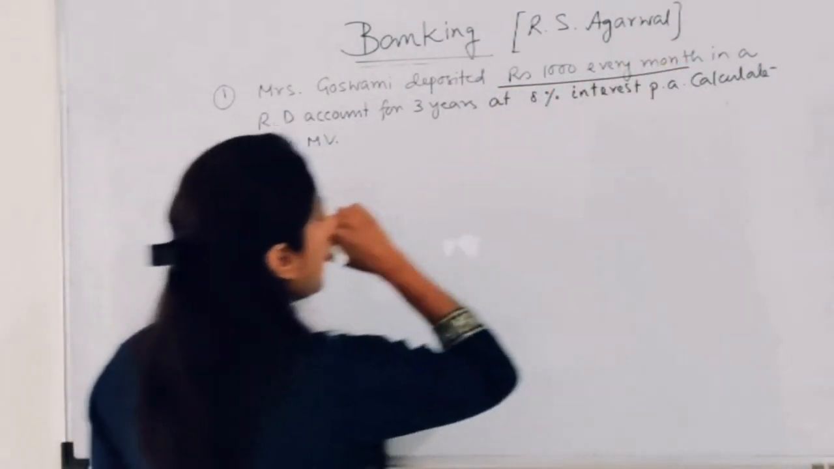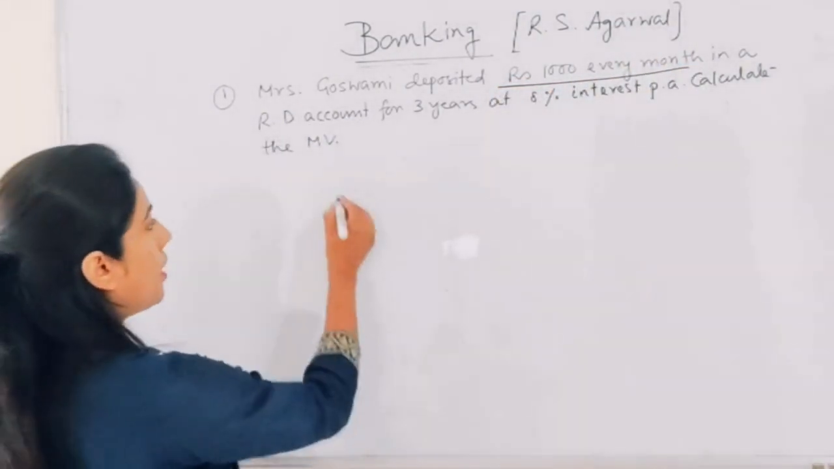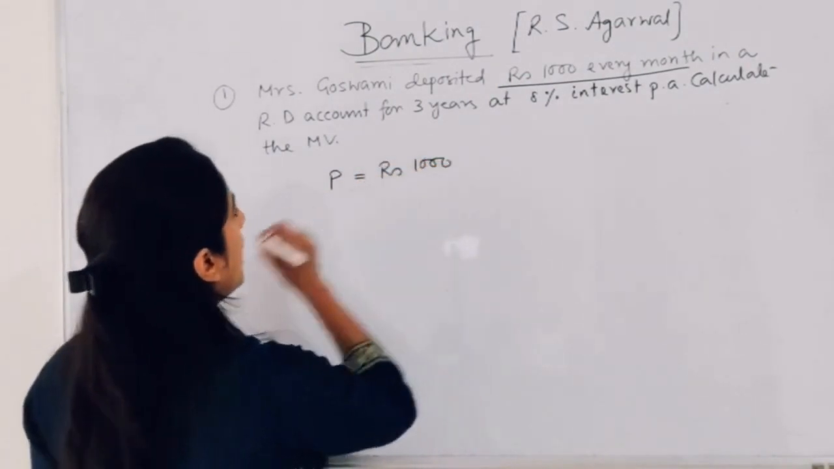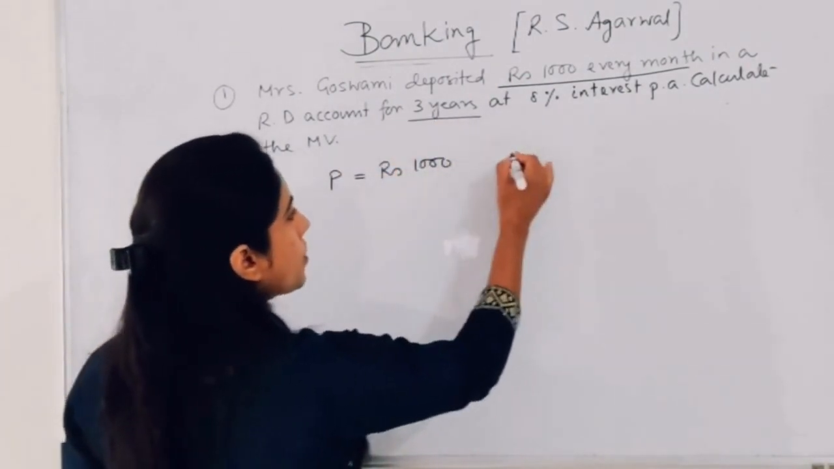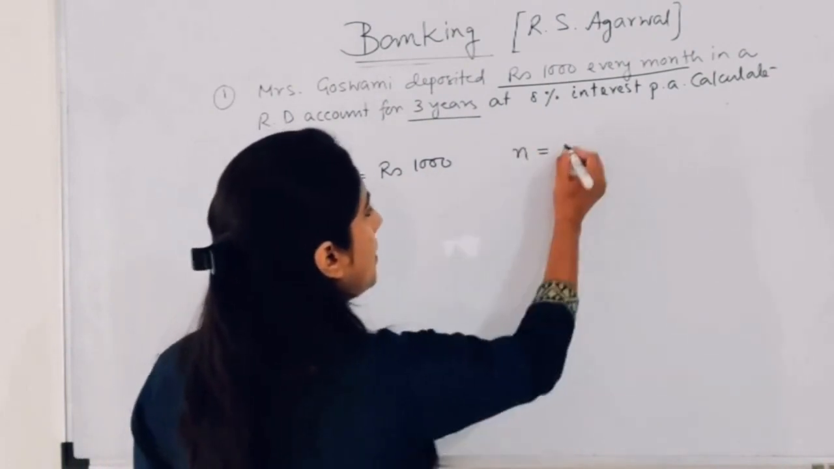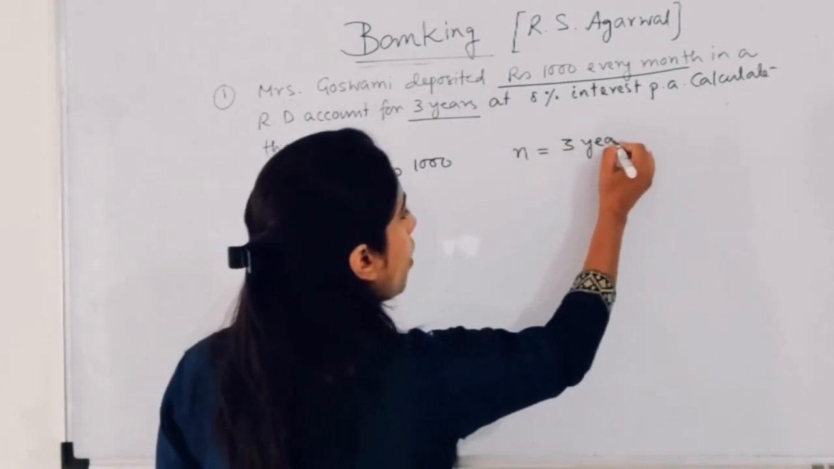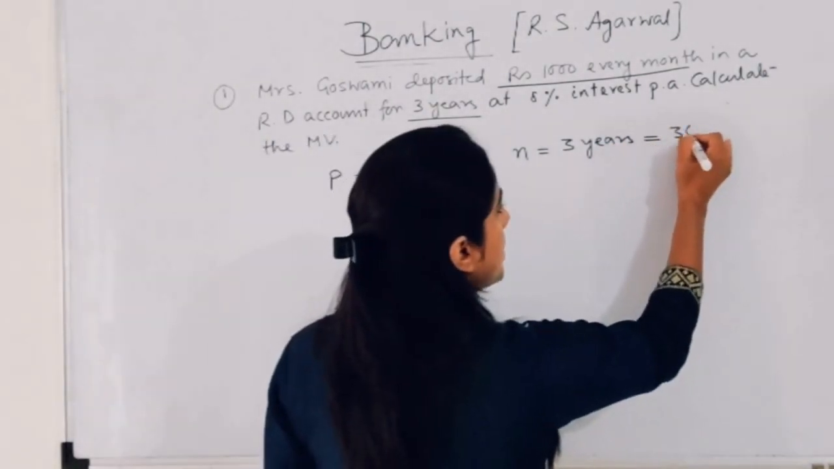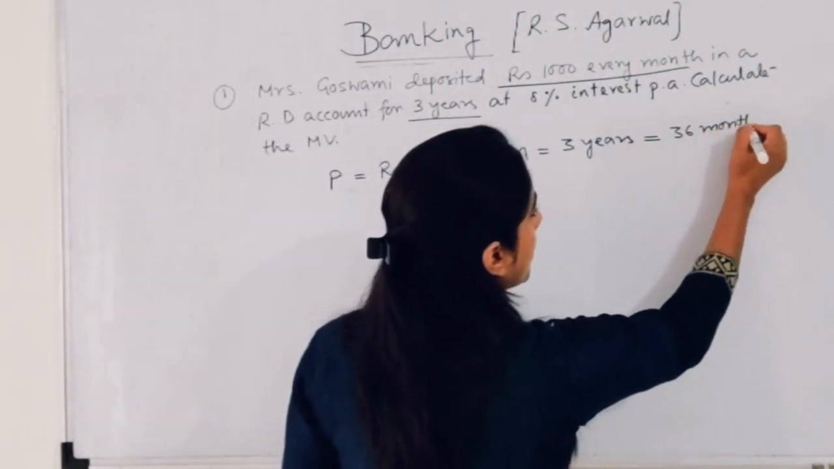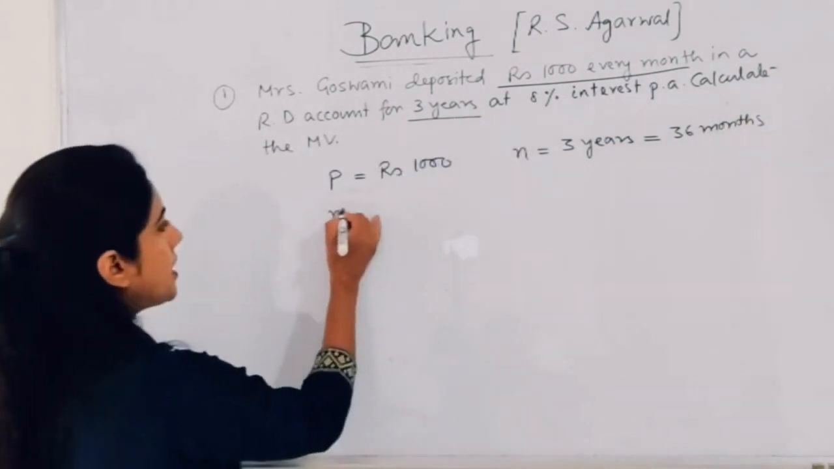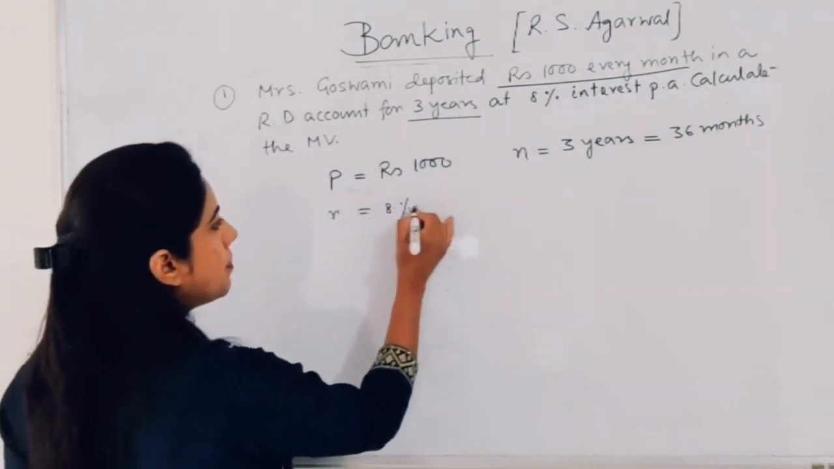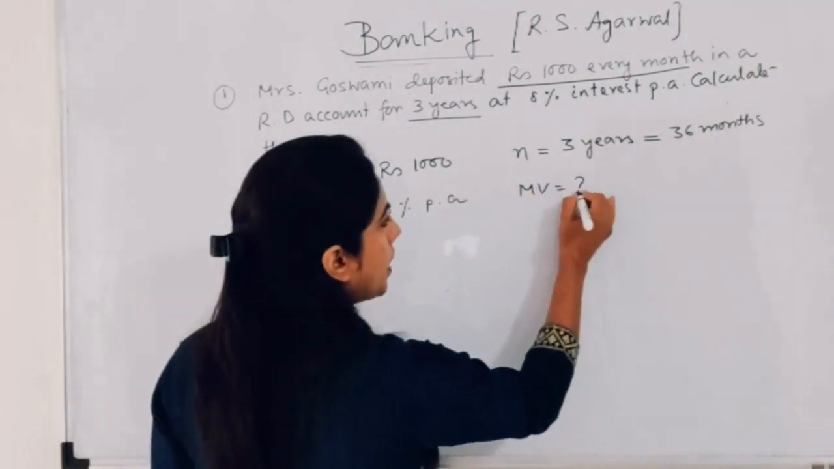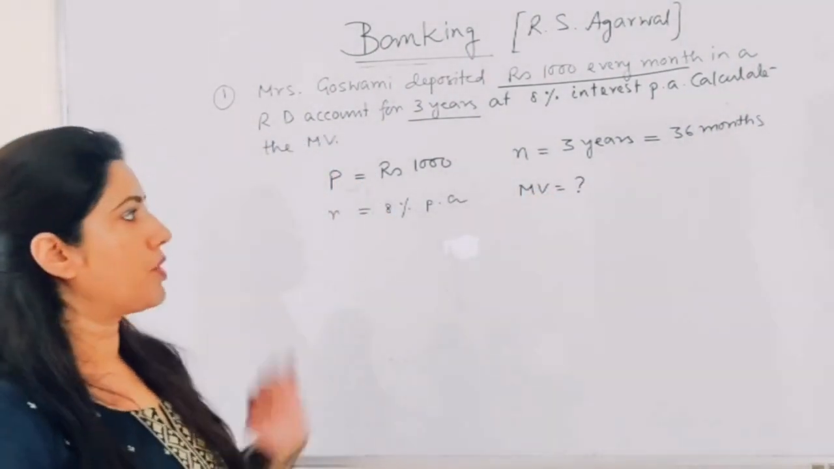₹1000 every month is the money deposited every month, which has to be taken as P. P is ₹1000. For 3 years, which is the time, time is 3 years, which is always taken in months, remember. 36 months. And the rate percent is 8% per annum. They are asking for the maturity value.